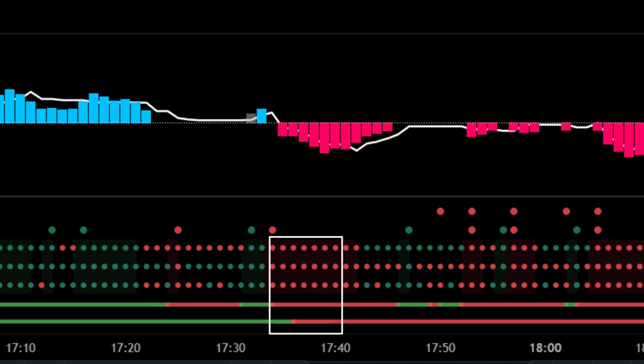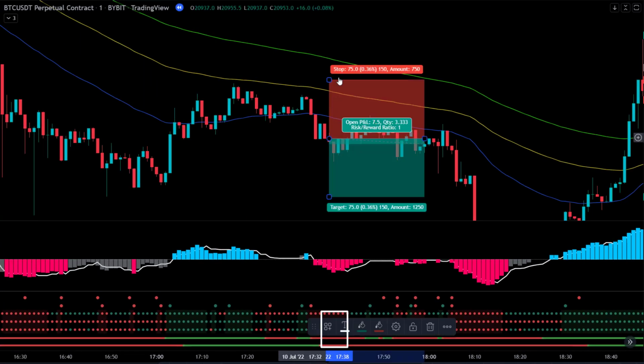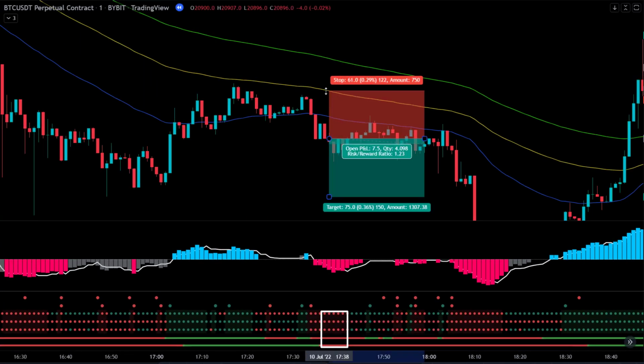In this case, you can see that when the blue bar switches to a red bar, the trend meter itself is not yet fully colored red. However, just a few minutes later it does. So we can open our sell position at exactly this point.